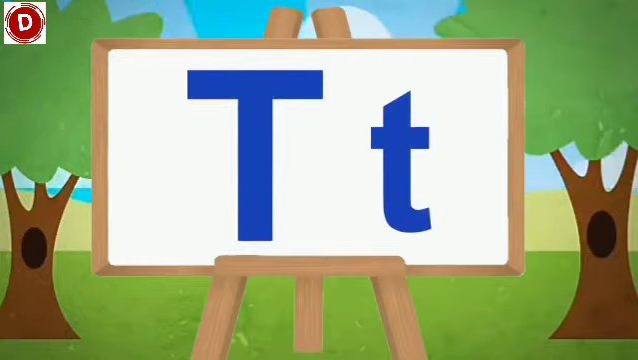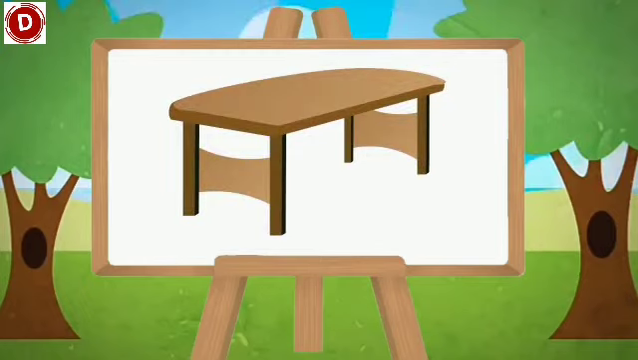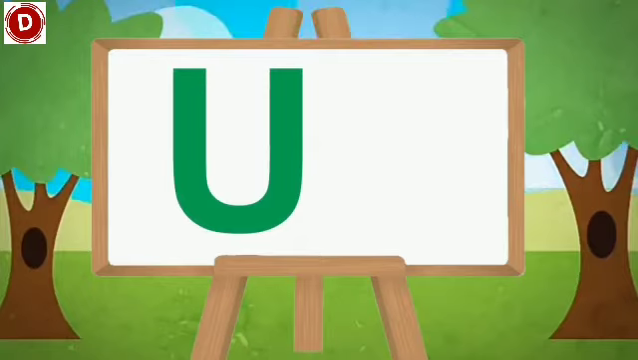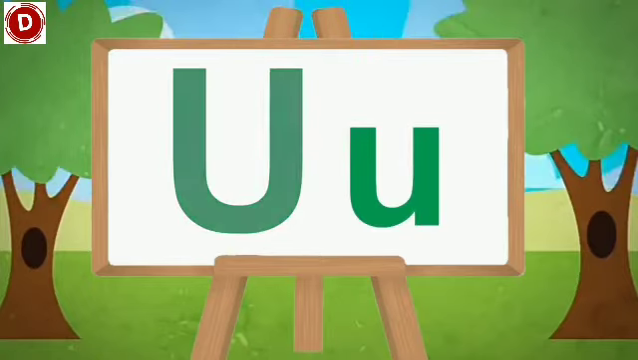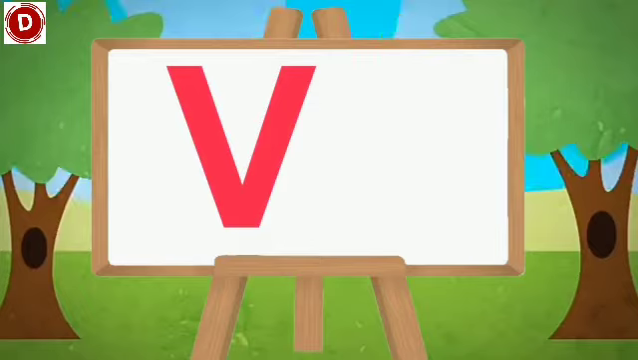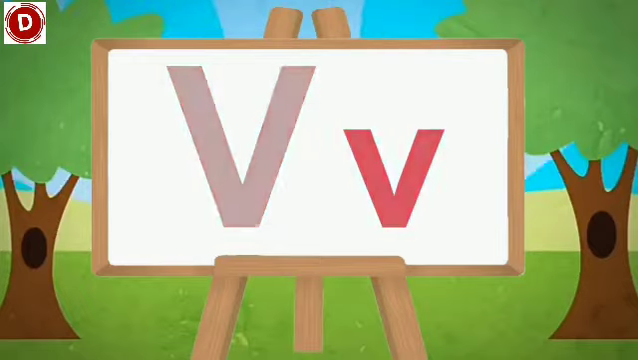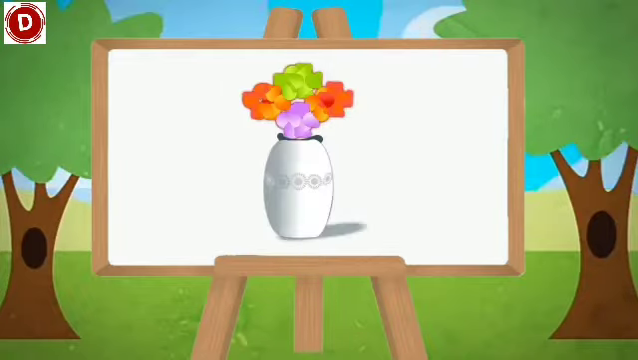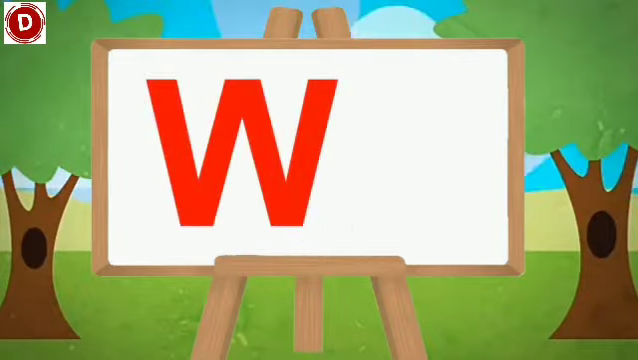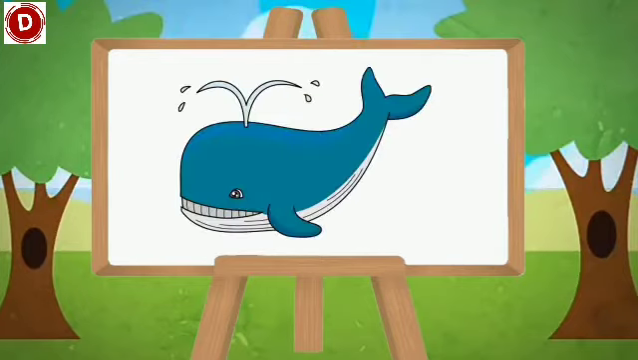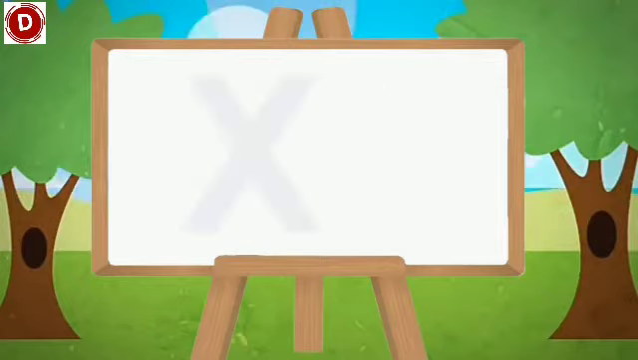Capital T and small t. T for table and T for tree. Capital U, small u. U for umbrella and U for utensils. This is capital V and this is small v. V for van. V for vase. This is capital W and small w. W for watch. W for whale.